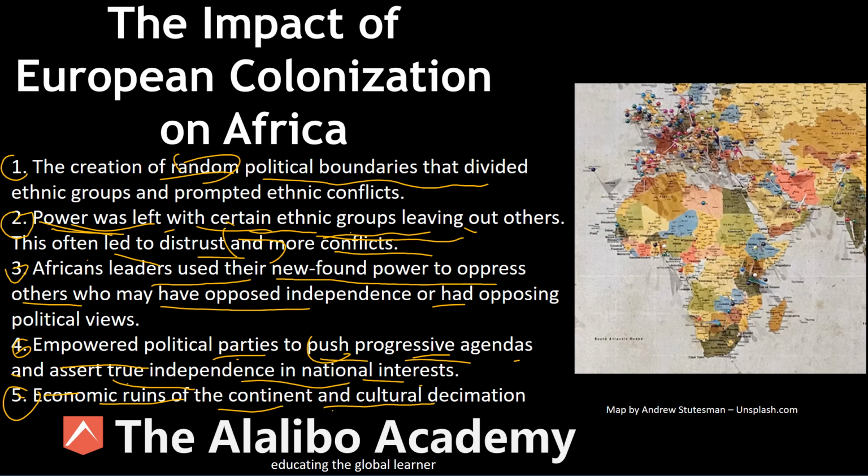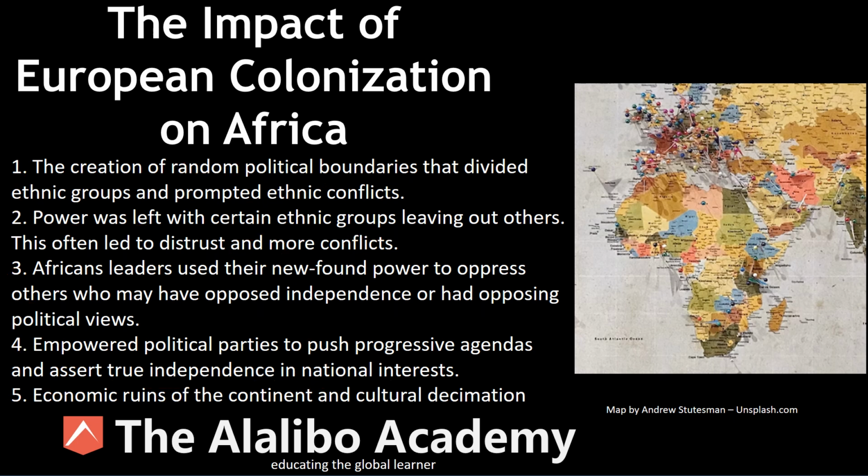Number 4, empower political parties to push progressive agendas and assert true independence. And here we talk about a lot of these countries abandoning the monarchy, becoming republics, asserting themselves, asserting true independence as independent countries, and economic ruin of the continent and cultural devastation of the continent.